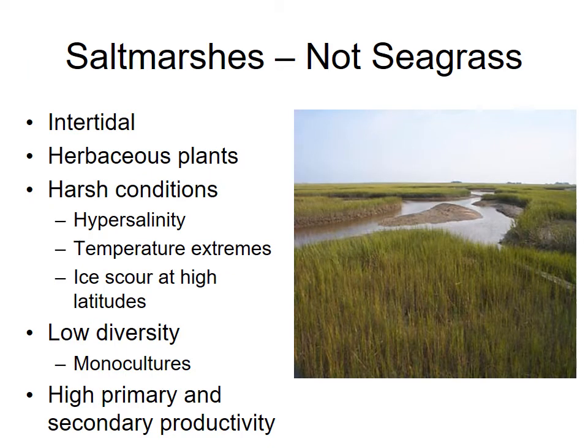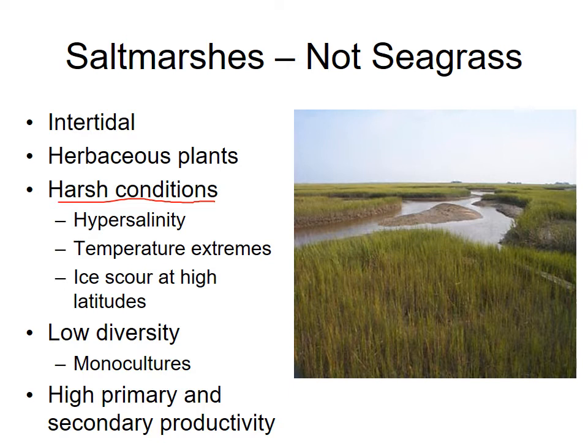Okay, so we're moving on to another ecosystem now. These are salt marshes. They're different from seagrass beds because they are intertidal, and the salt marsh plants have to adapt to survive the terrestrial or semi-terrestrial conditions. And so salt marshes have to deal with harsher conditions than seagrass beds because they have to deal with all the extremes of being exposed to air.